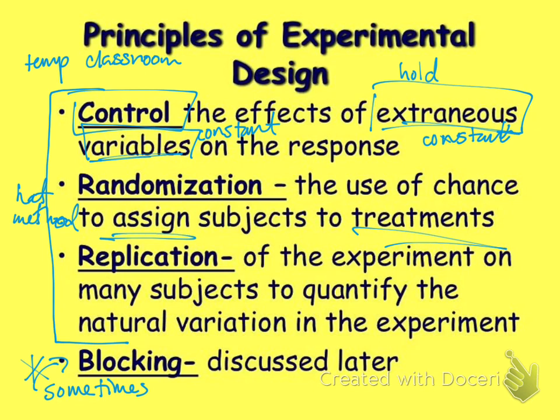The third thing is replication. That was when we talked about how you can't just have one bunny per food. You need multiple bunnies per food, per treatment. Per type of food, you need more than one. You need lots and lots of bunnies, so many subjects. Because if you just have one, then that wouldn't be accurate.